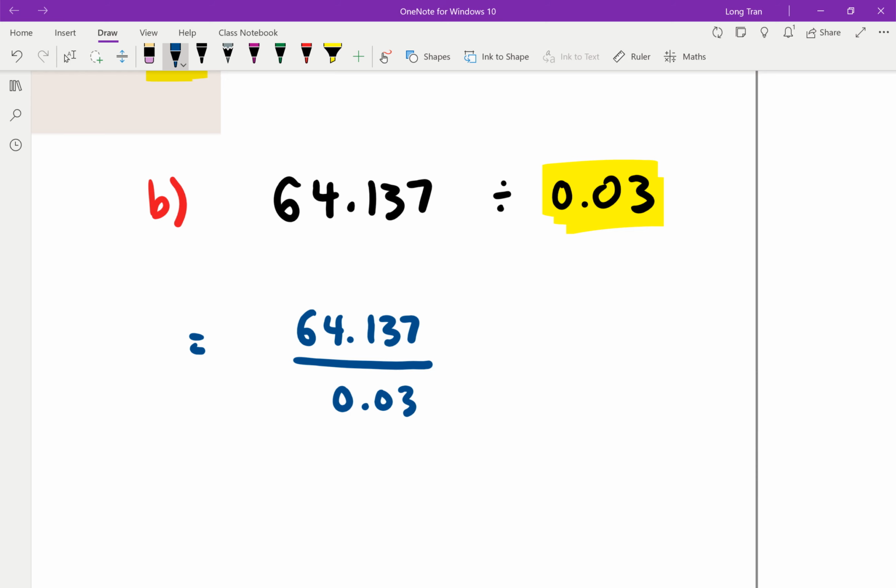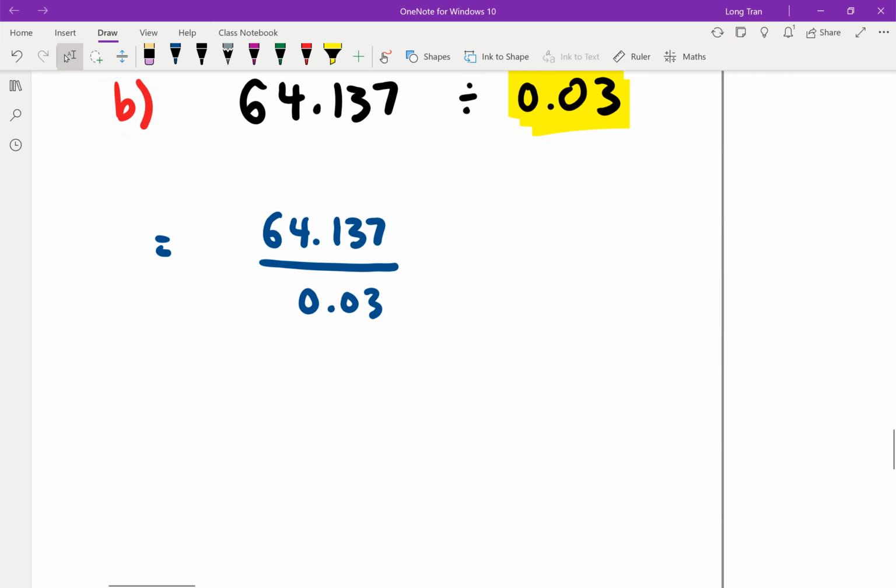Now this is going to be slightly different to the way you learned for multiplication. So here we go. The only way that I'm comfortable is if this was a nice whole number. Because this is a fraction, we can use equivalent fractions to convert it to something we can work with. What would I need to multiply 0.03 by to make it a nice whole number?